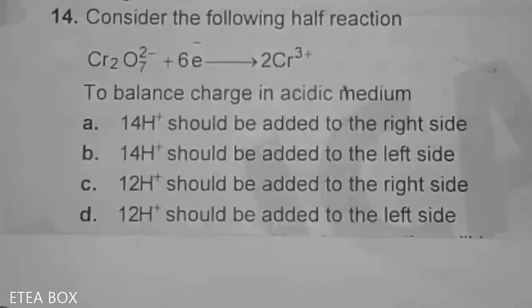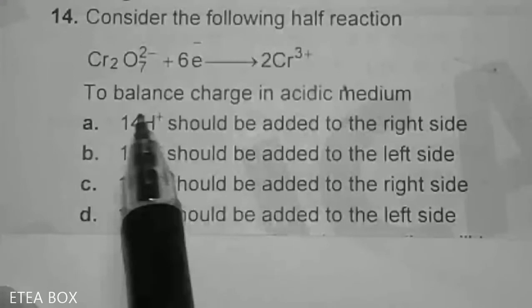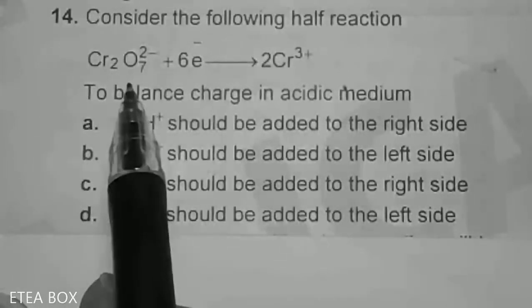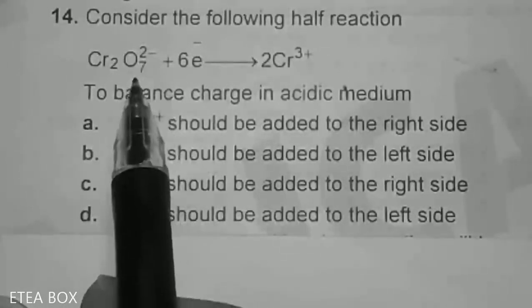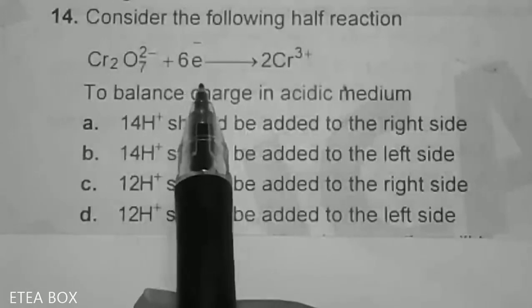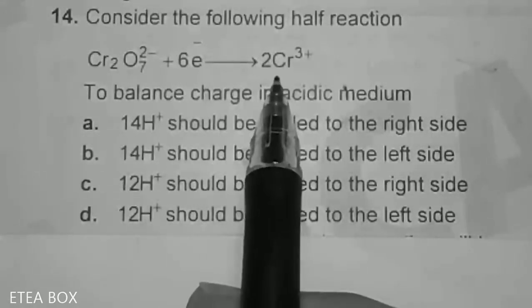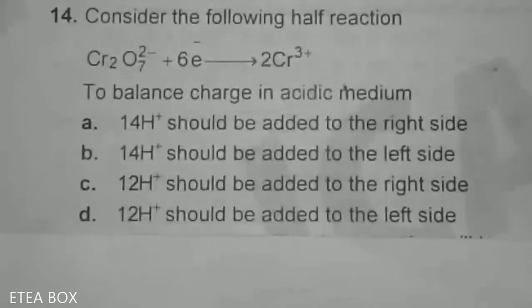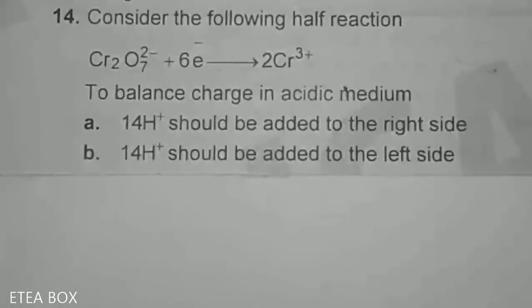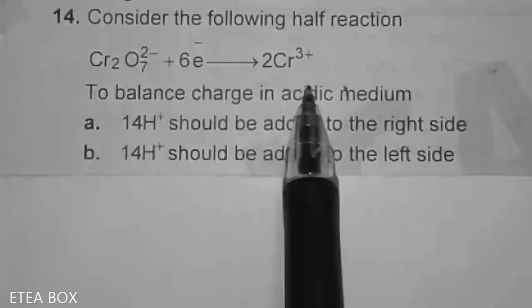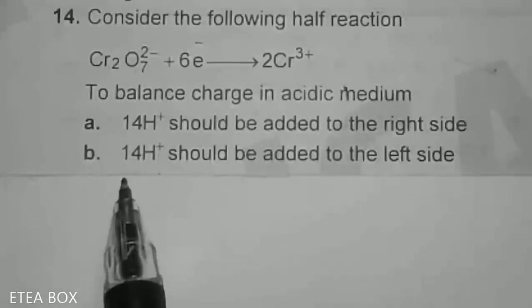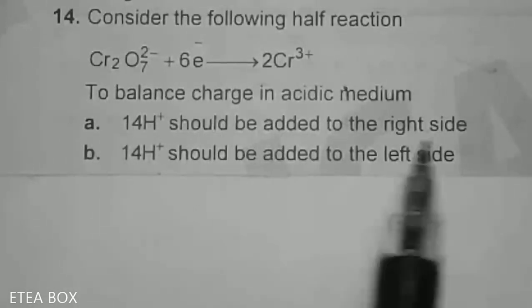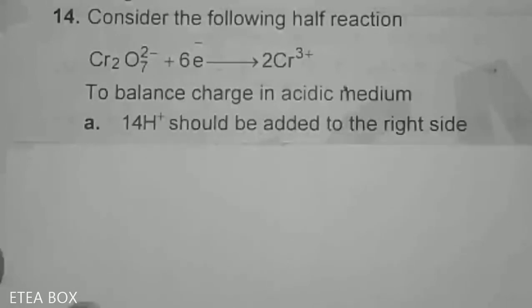14. Consider the following half reaction. Here a reaction is given: Cr2O7 2-, where the oxidation state of oxygen is -2, and 6 electrons are gained, and here it is 2Cr3+. The question is, in order to make this reaction balanced, how much hydrogen ion will be required.